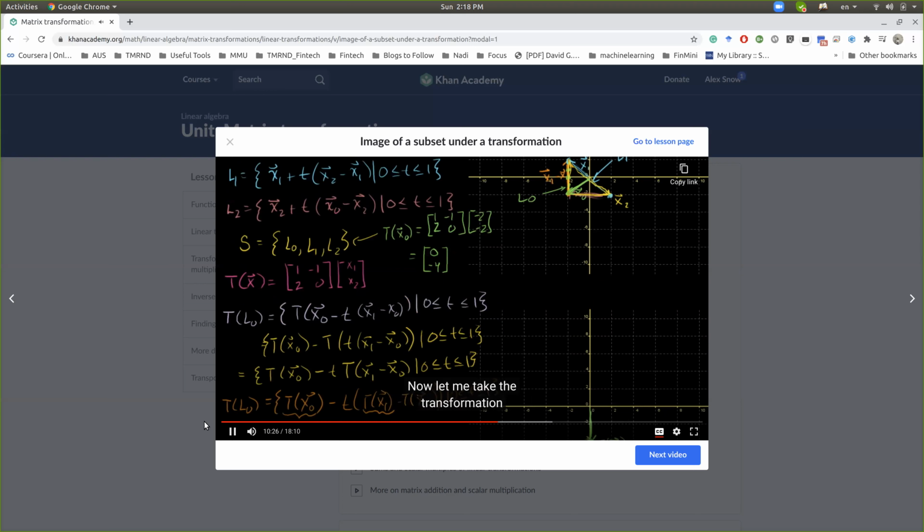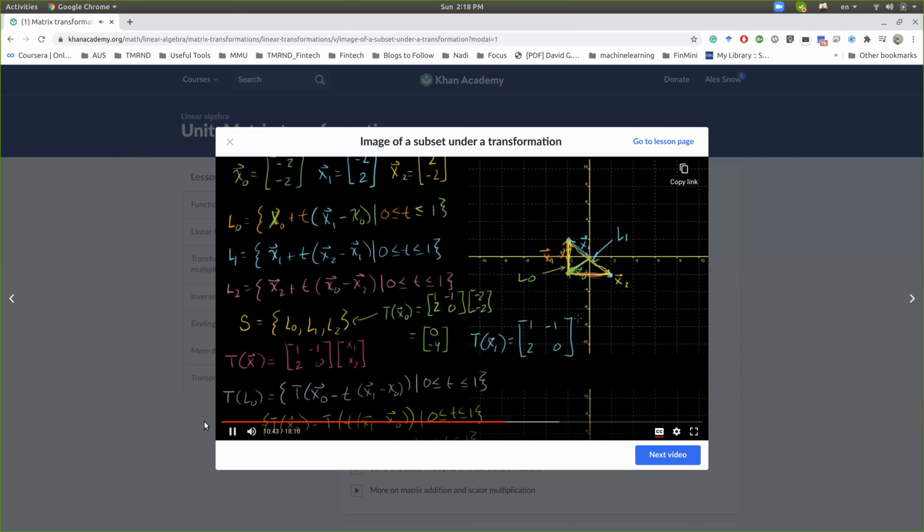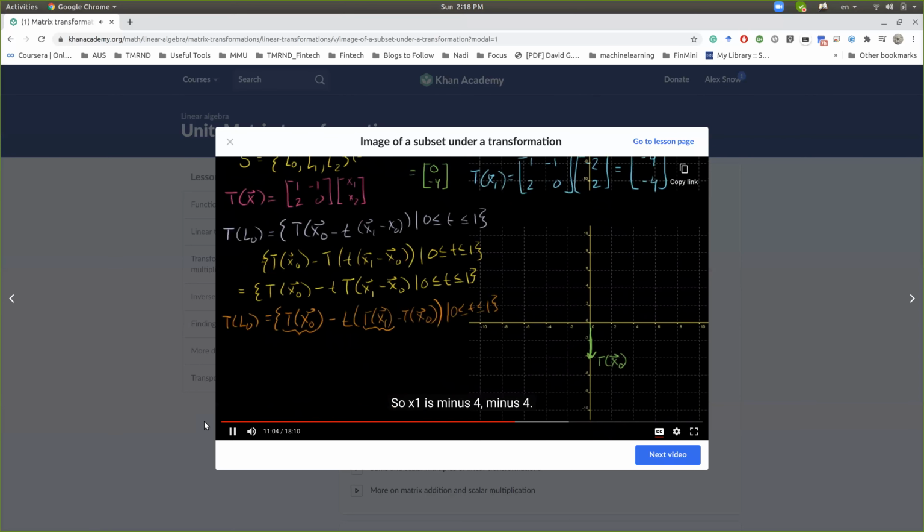Now let me take the transformation of the other guys. The transformation of x1, just do it right here. I'm running out of space. The transformation of x1 is equal to 1, 2, minus 1, 0, times minus 2, 2. So what is this equal to? This is equal to 1 times minus 2 plus minus 1 times 2. So that's minus 4. And then 2 times minus 2 is minus 4, plus 0. So minus 4, minus 4.